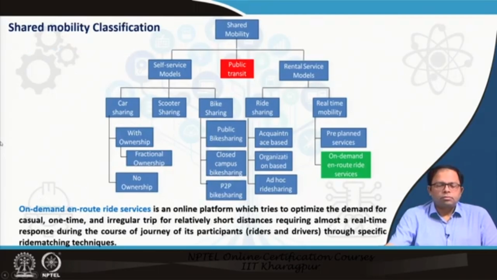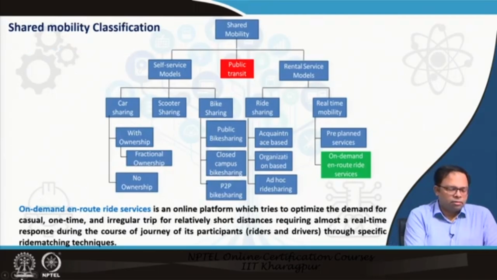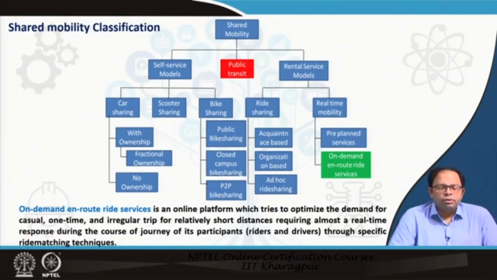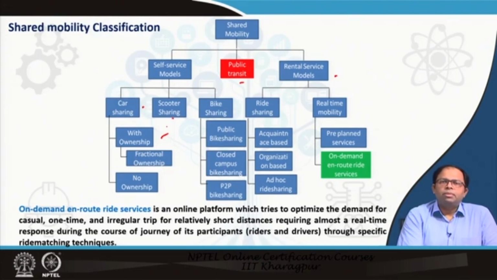So in this particular figure, you can see that we start with shared mobility, then we have three parts: self-service models, public transit, and rental service model. In self-service models, we have three kinds: car sharing, scooter sharing, and bike sharing. So car sharing could be with ownership, and within that there is fractional ownership because you are sharing it with others, or there may or may not be ownership.